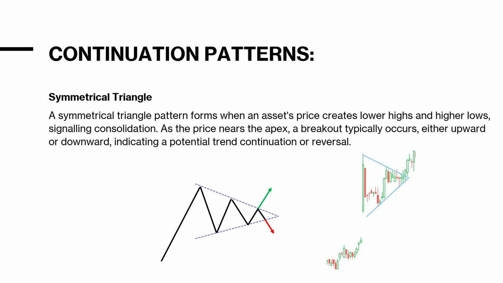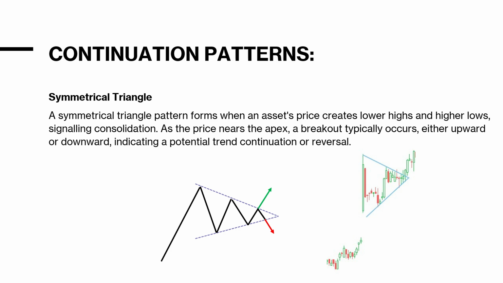Let's now focus on the symmetrical triangle, one of the most common continuation patterns in technical analysis. A symmetrical triangle forms when the price creates a series of lower highs and higher lows, as shown on the slide. These converging trend lines indicate price consolidation, where neither buyers nor sellers are in full control of the market. As the price nears the apex of the triangle, the point where the two trend lines converge, a breakout typically occurs. The breakout can happen in either direction, but it often follows the direction of the preceding trend.